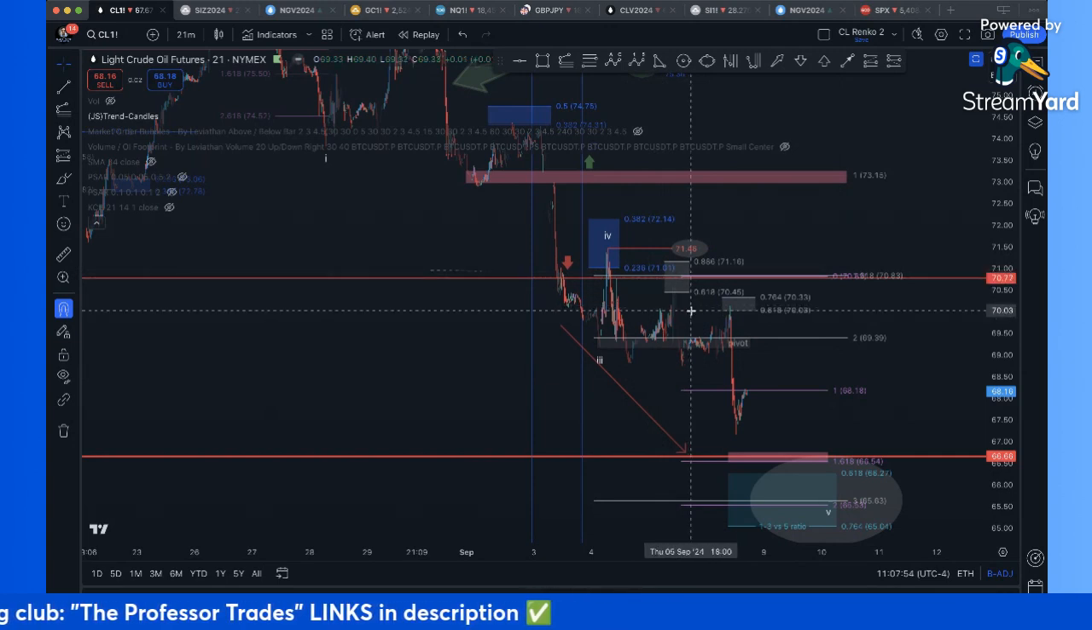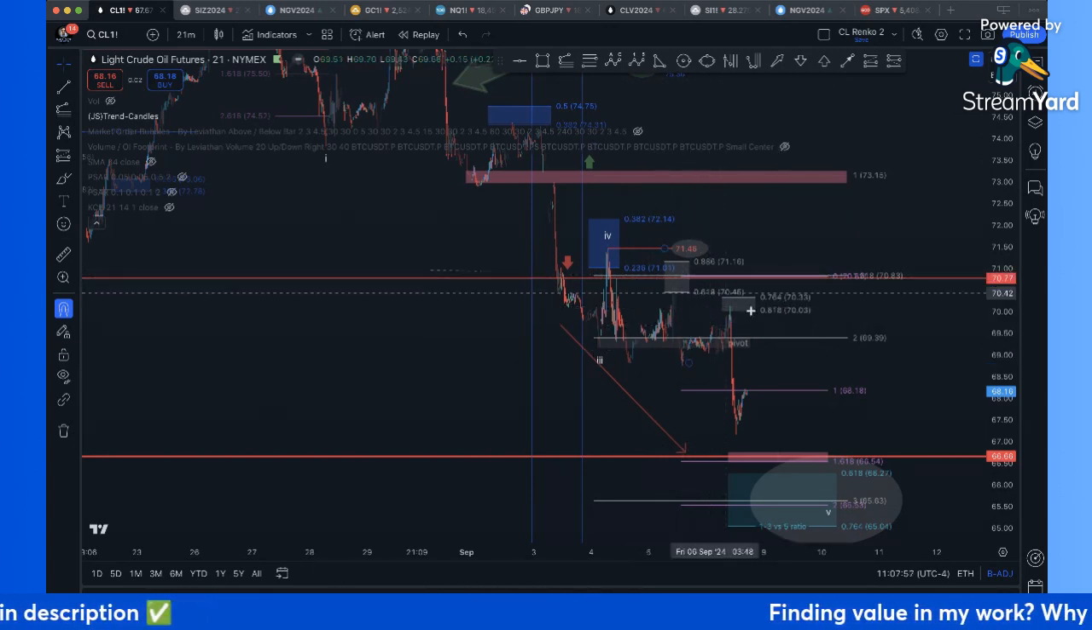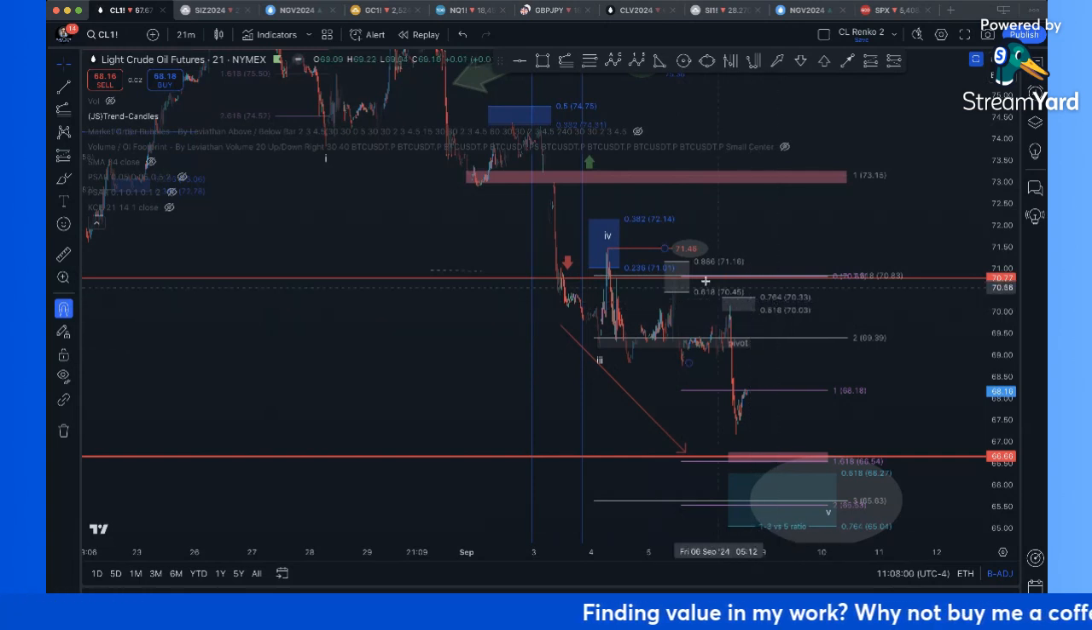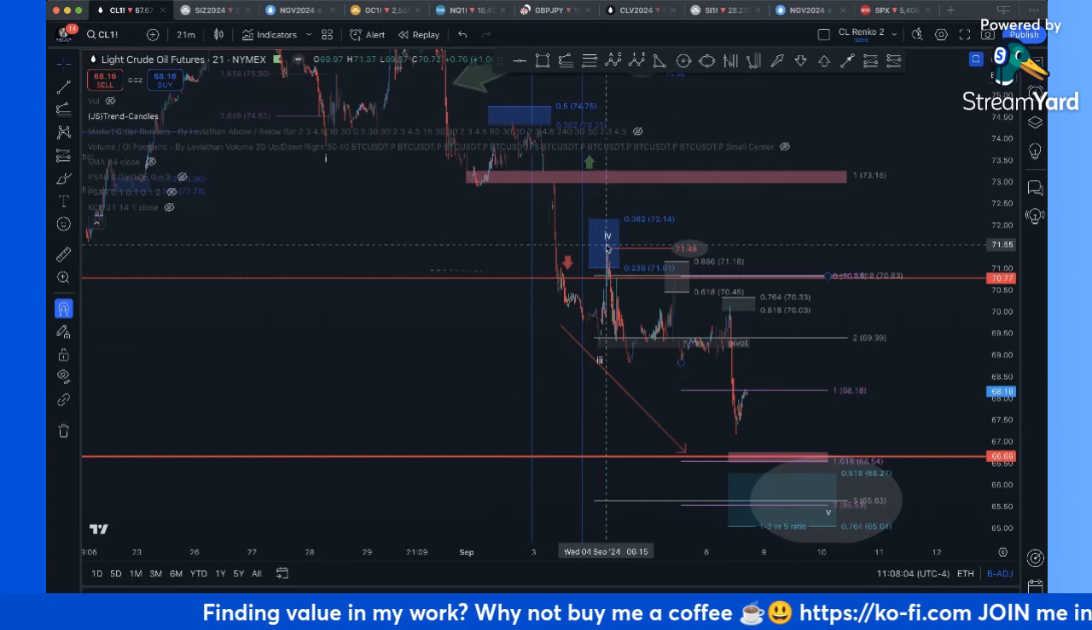Well, we play the same game over and over again. Same thing happened here. It came up to the same exact fibs, almost hitting the 764 here. Almost hit the 764 here. I'm counting this as a wave 4, hit right in the middle of these boxes.